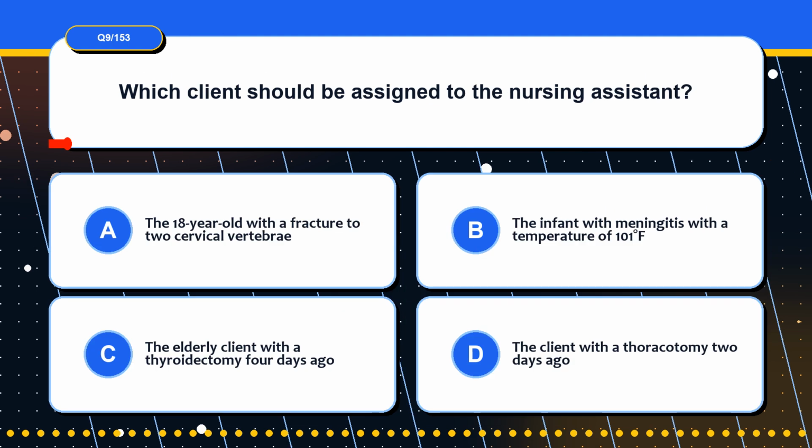Question 9. Which client should be assigned to the nursing assistant? Here are the options. Option A. The 18-year-old with a fracture to 2 cervical vertebrae. Option B. The infant with meningitis with a temperature of 101 degrees F. Option C. The elderly client with a thyroidectomy 4 days ago. Option D. The client with a thoracotomy 2 days ago.